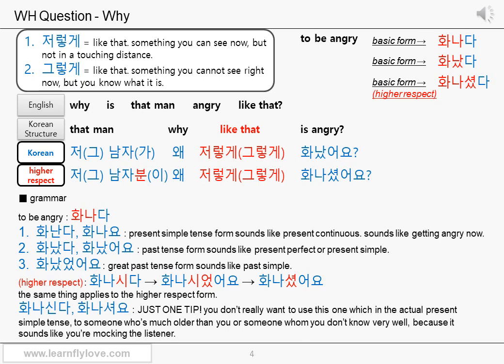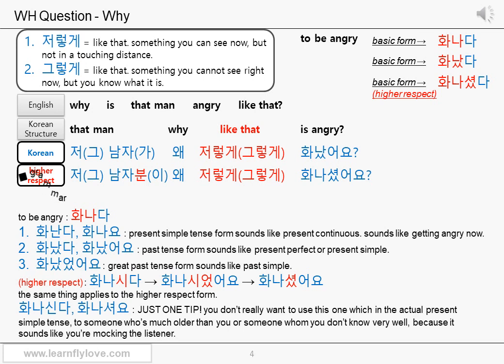Then let's learn about the adjective "angry." The actual basic form of the adjective "angry" is 화나다, 화나다. But when we want to use it like the present simple tense of the English adjective "angry," you should make it look like the past tense. 화났다, 화났다. We saw something like this when we learned about the adjective "handsome" in use of lesson 3. Okay, let's talk about this one more time.